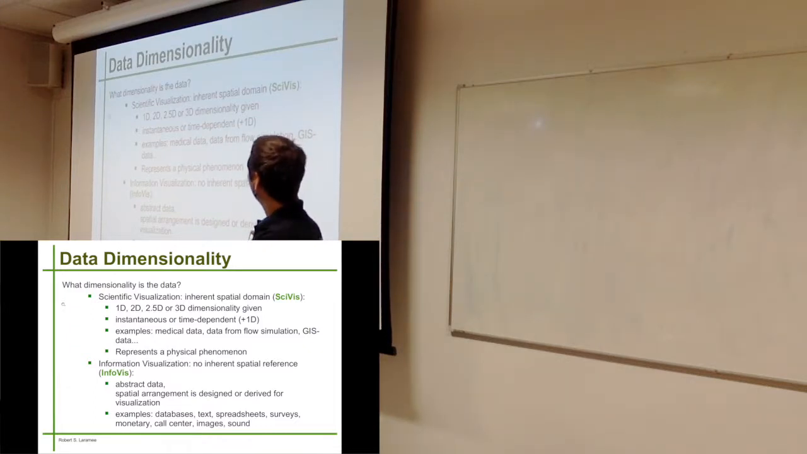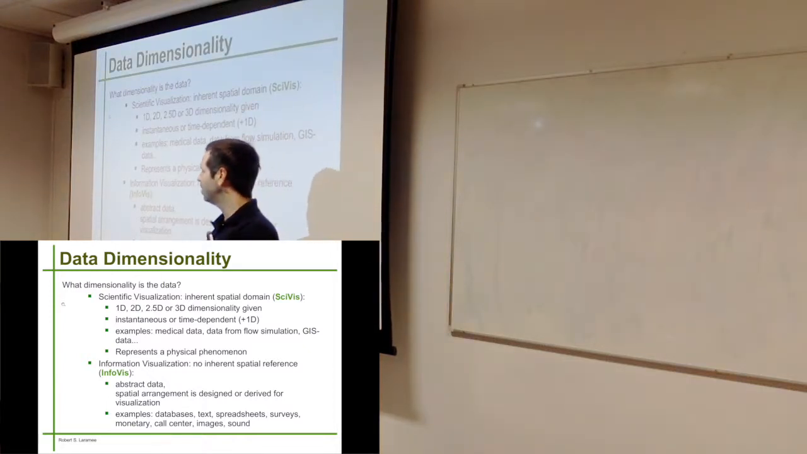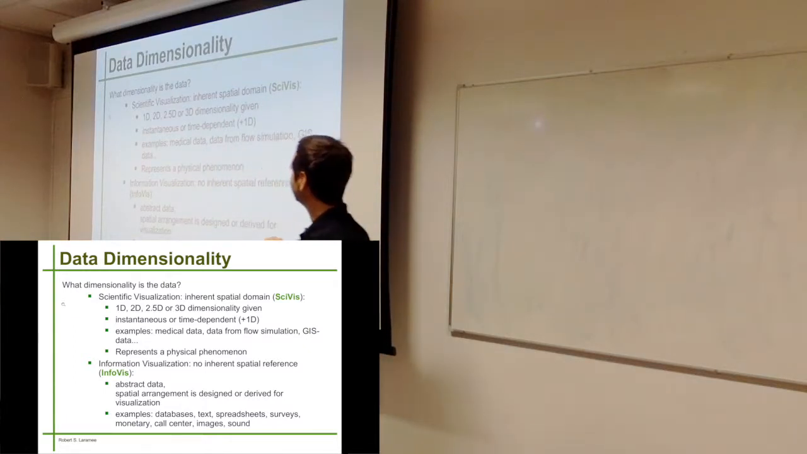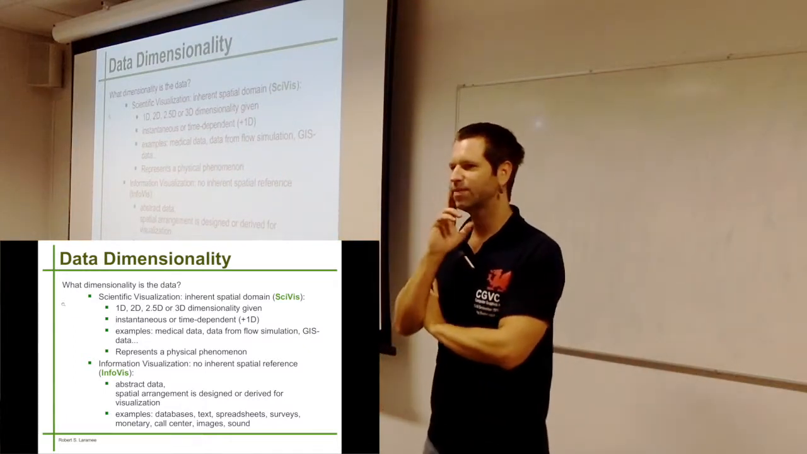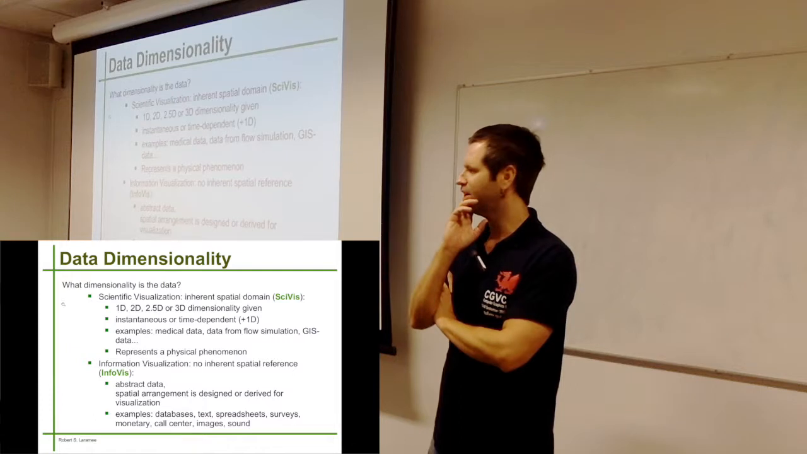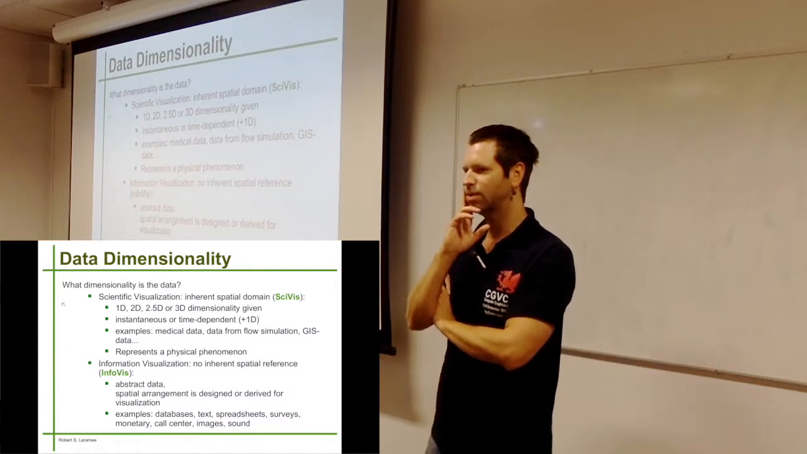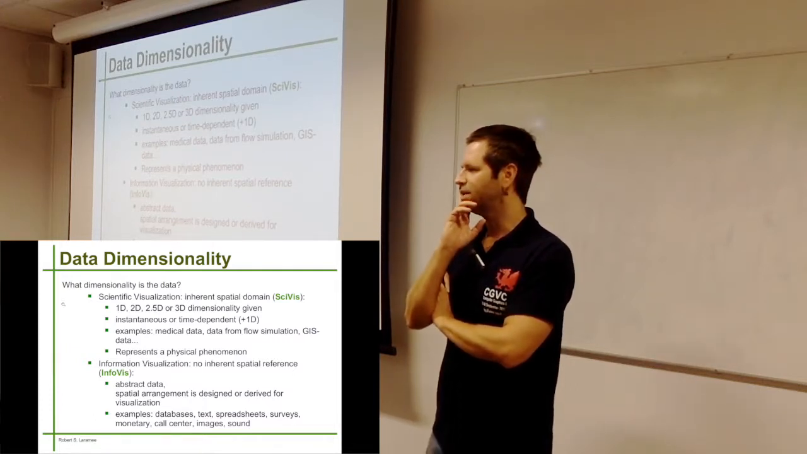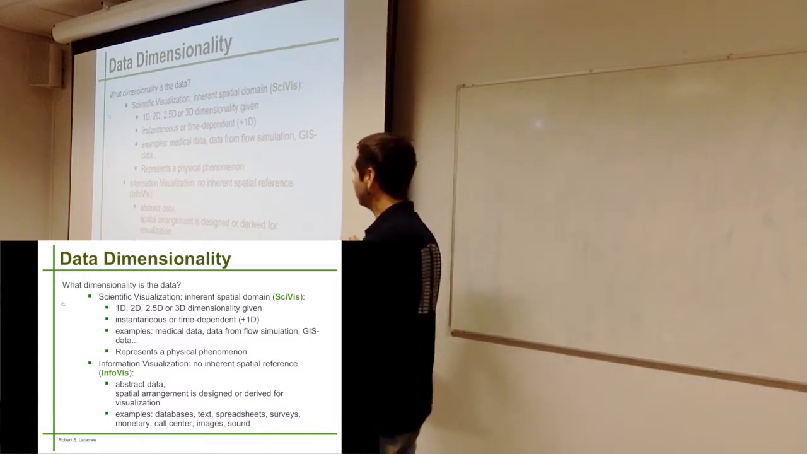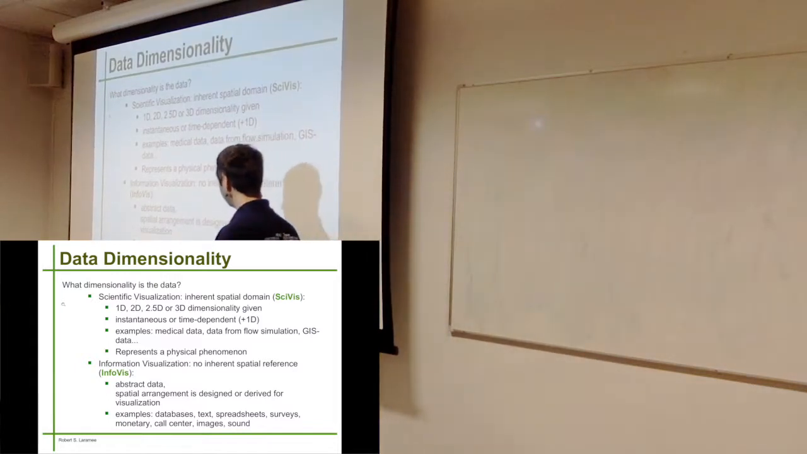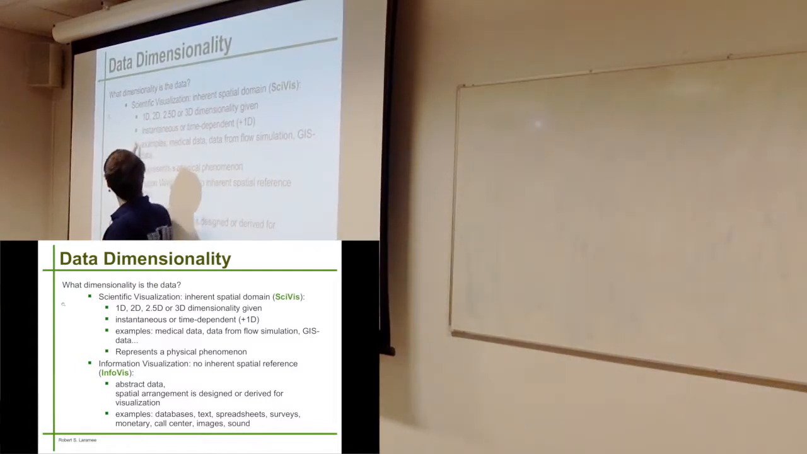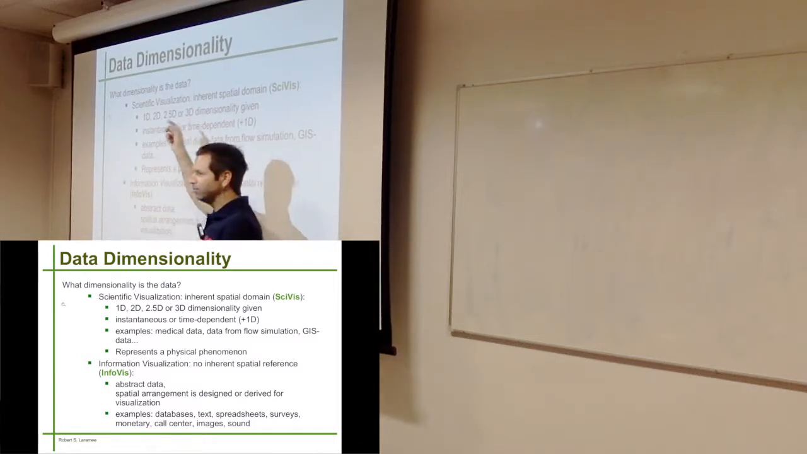So anybody know what 1D space looks like? Any mathematicians in here or statistics? 1D is a line, exactly. 2D space, can everybody imagine? What's that called? A plane, exactly. This is a 2D space. This is a 1D space. 3D space is a volume, like a cube.